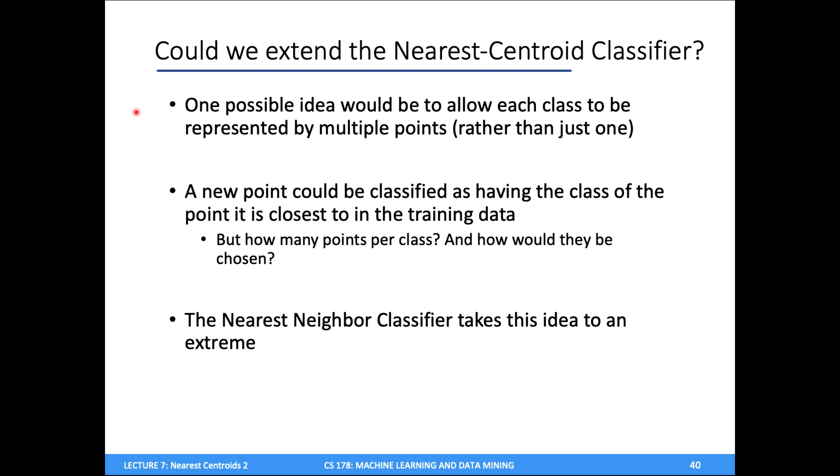To motivate where the k-nearest neighbors algorithm comes from, we could imagine extending the nearest centroid classifier. In a nearest centroid classifier, we represent each class with its centroid, a template for that class. One idea to extend this notion is that rather than representing a class by a single data point, our classes can now be represented by multiple different data points. Then, to make a classification for a new data point, we just find the point closest to it in the training data and use that to make the prediction. We'll see an example of this in a second.